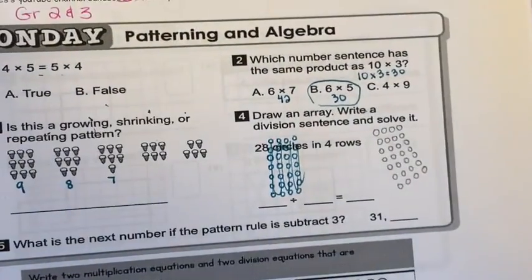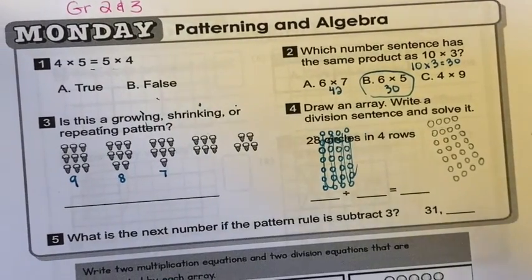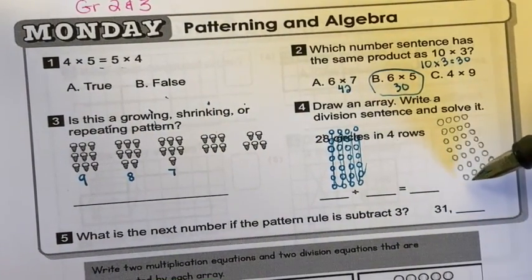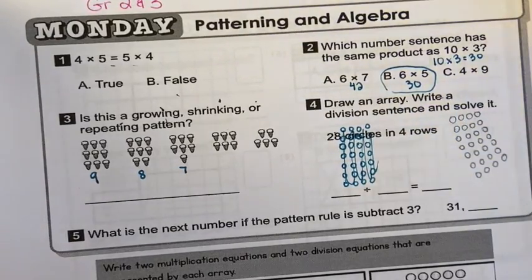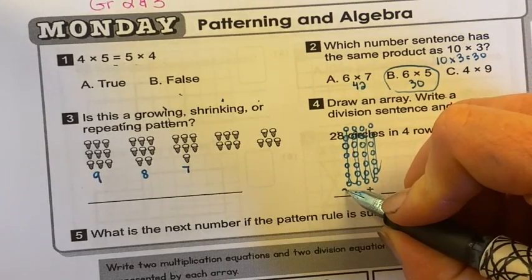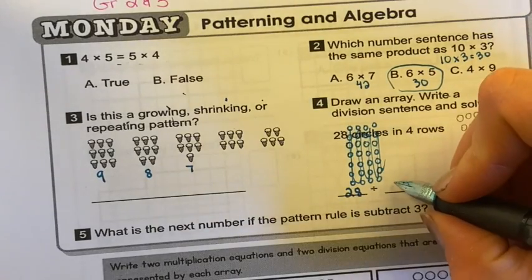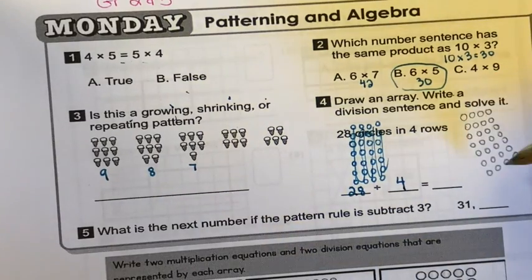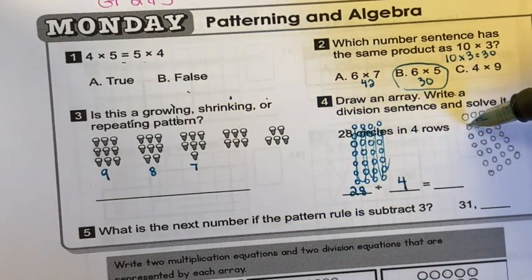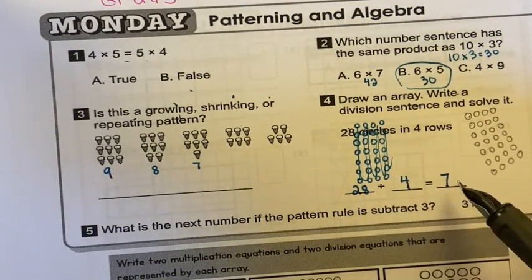My wonky array, it broke the rules of arrays in Mrs. Oakes's array rule book, but that's okay. So how many rows do I have? I have 4 rows of how many? 1, 2, 3, 4, 5, 6, 7. So 28 divided by, it doesn't matter which way you do it. We put it into 4 rows. How many are in each row? 1, 2, 3, 4, 5, 6, 7. There are 7 in each row. 28 divided by 4 is 7.